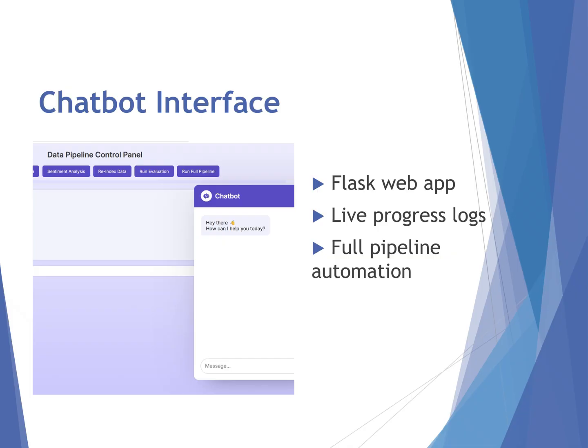As you can see on the screenshot, this is what the chatbot looks like. It's a simple web interface built with Flask. On the left, you can see buttons that let me run each step of the data pipeline, including scraping, cleaning, sentiment, indexing, and evaluation. On the right, there is a chat window where I can talk to the model and see the response live.